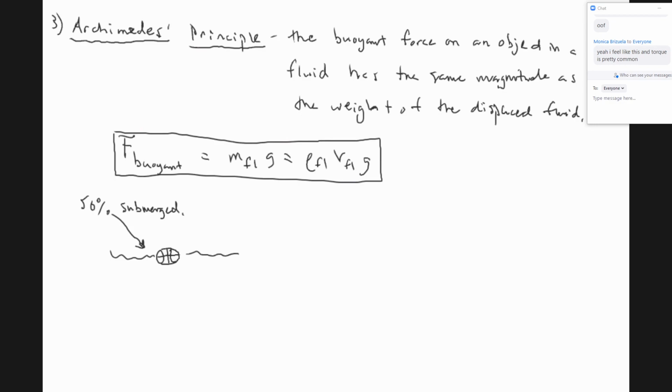Someone wrote, what does the F1 stand for? What F1? Fluid. No, this is FL. Sorry, Formula 1. No, this is fluid. Fluid mass, fluid density. Okay. My FLs are fluids.